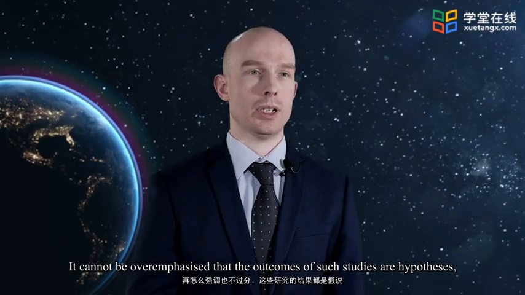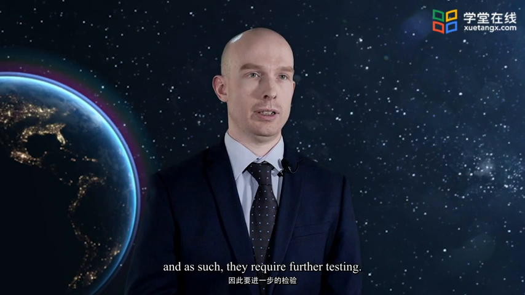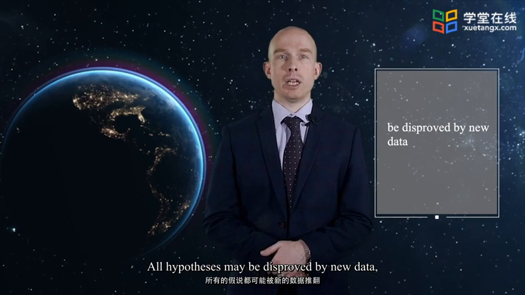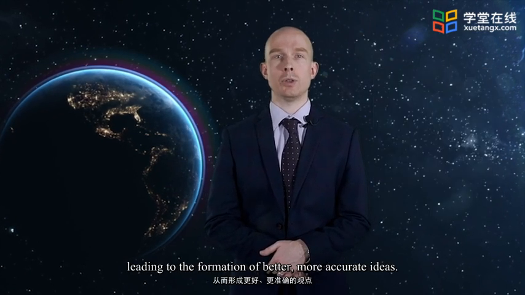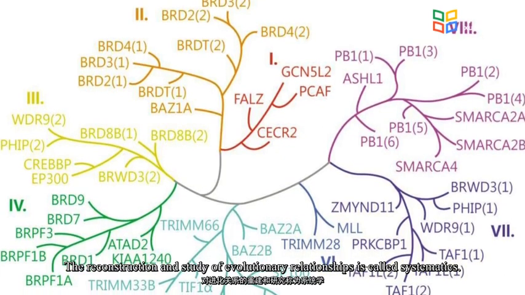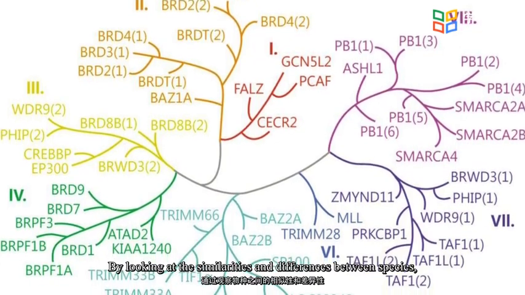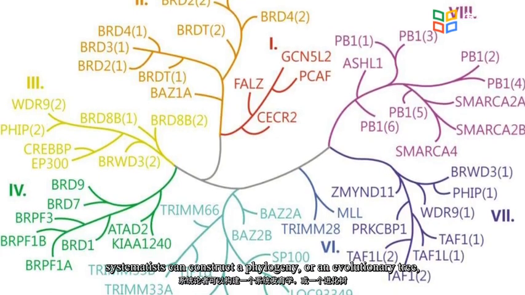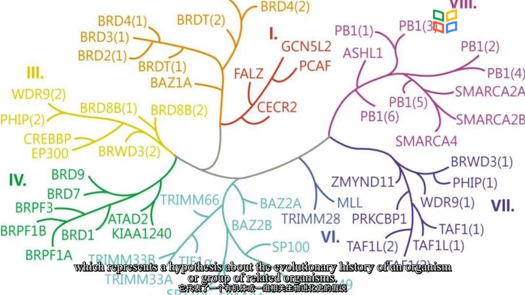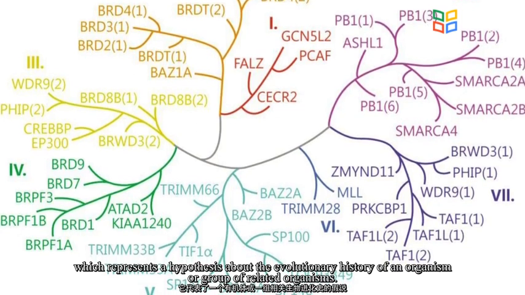It cannot be overemphasized that the outcomes of such studies are hypotheses, and as such, they require further testing. All hypotheses may be disproved by new data, leading to the formation of better, more accurate ideas. The reconstruction and study of evolutionary relationships is called systematics. By looking at the similarities and differences between species, systematics can construct a phylogeny, or an evolutionary tree, which represents a hypothesis about the evolutionary history of an organism or group of related organisms.